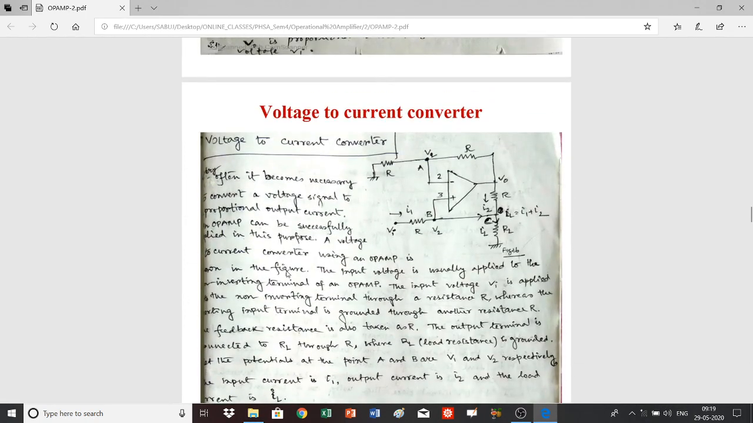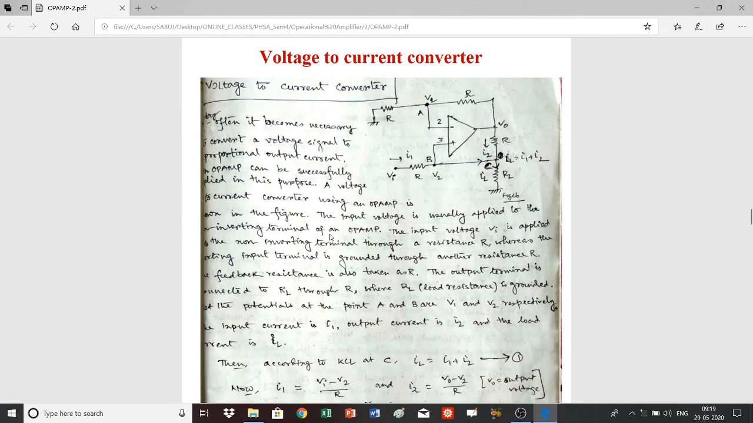Now come to the voltage to current converter. To discuss the voltage to current converter, let us consider the case in which the output of a sensor is to be sent to a distant place. The output voltage of a sensor cannot be sent to a distant place because in that case there will be noise and loss of power when the voltage is sent to a distant place.